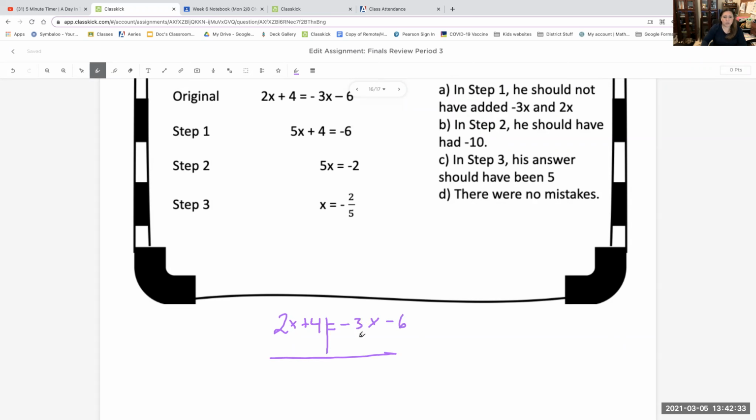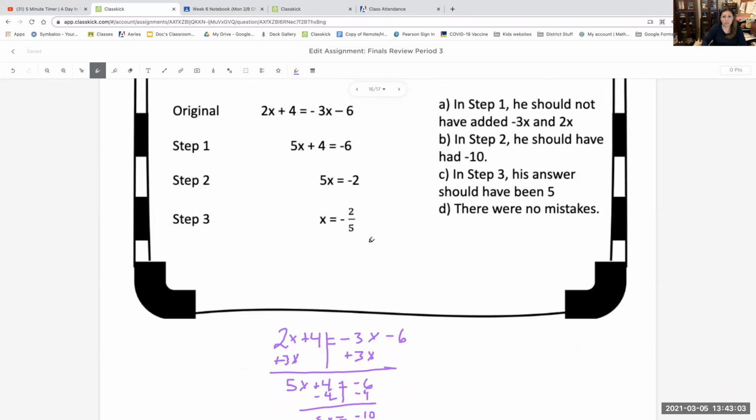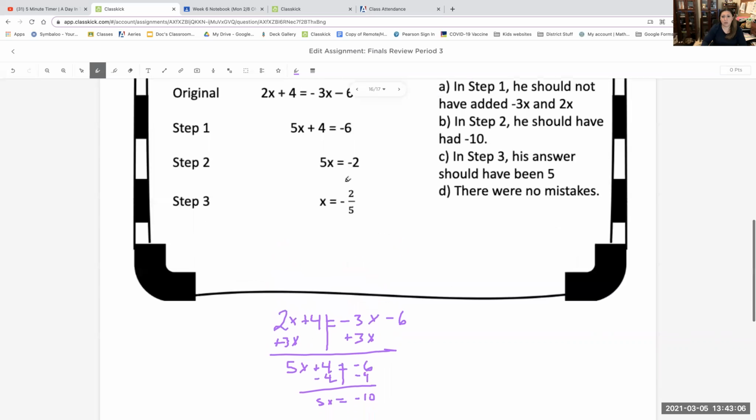First step, get rid of this -3, add 3x to both sides. So I get 5x plus 4 equals -6. After this, we have to subtract 4 from both sides, right? So I get 5x equals -10. Is that what they got? That is not what they got.